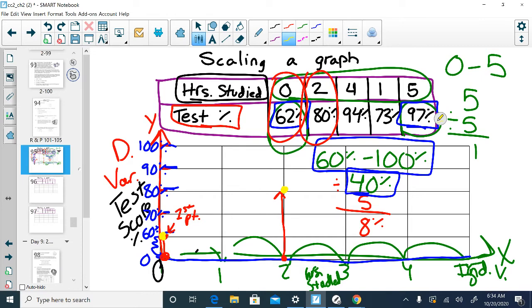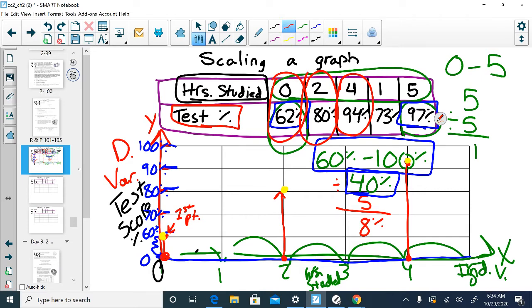And then I'm looking at my next one, and it says I'm going to go over to 4 hours and then up to 90%. So this person studied for 4 hours, and they got 94%. So they'd be between 90 and 100%, about right here.